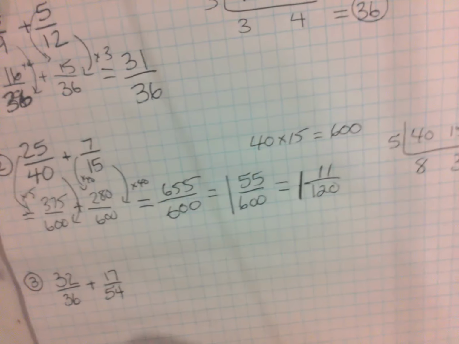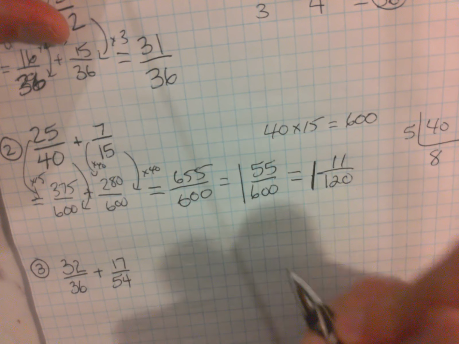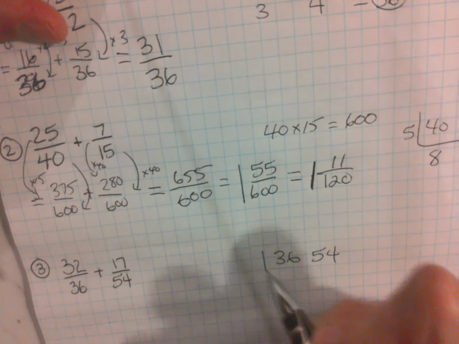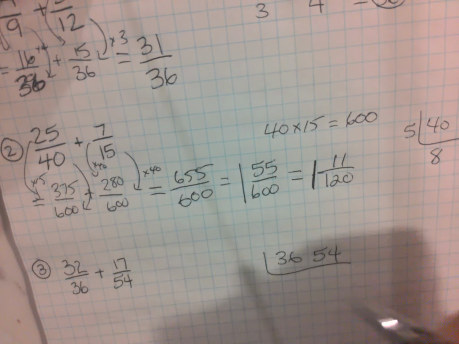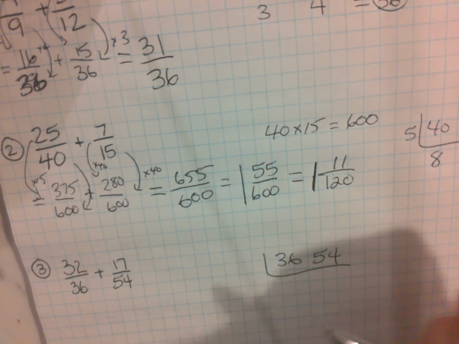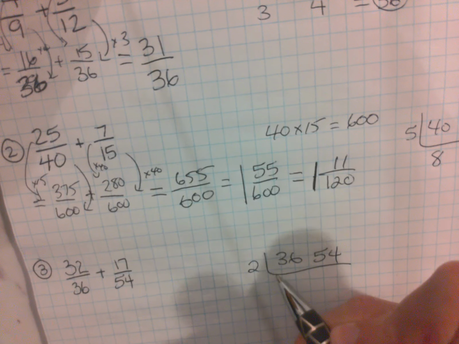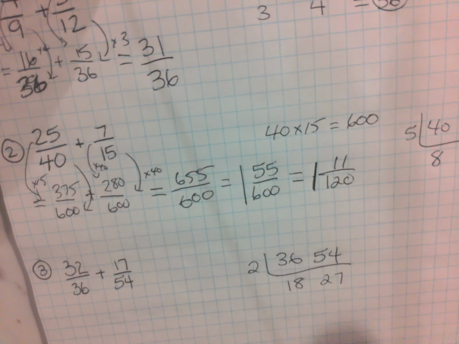Some larger numbers here. We've got 32/36 plus 17/54. And again, I'm going to use the same strategy. And this is going to show you, even if you don't know right away some of the larger numbers that can divide evenly, you can start small. So if you look at that and say, oh, I know 2 can go into both of those, that gives me 18 and 27. Okay, I'm looking at those two numbers.